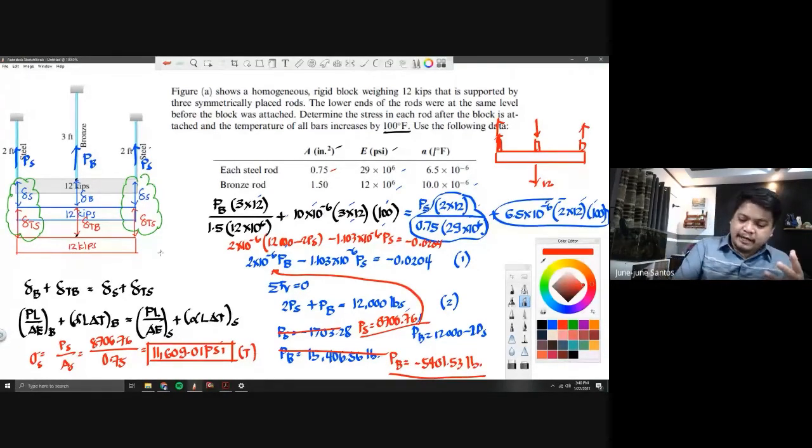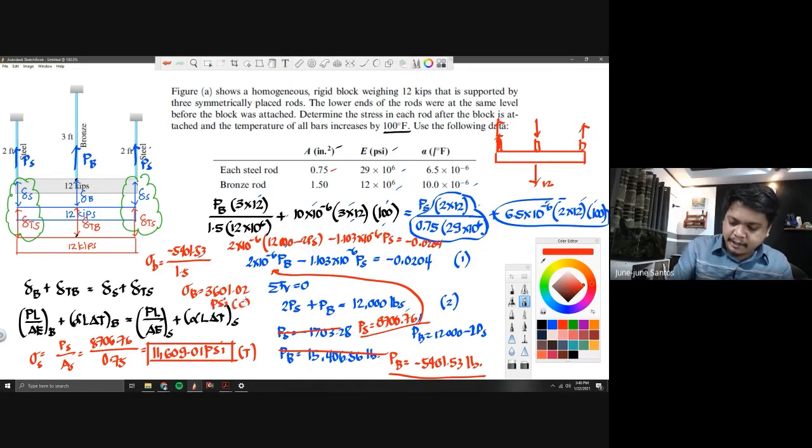So, our compression, that is for the bronze. So, that is equal to negative 5,401.53 all over the area of the bronze. So, that is around 1.5. So, our stress is 5,401.53 divided by 1.5. Okay, so that is around 3,601.02 PSI, and that is in compression.